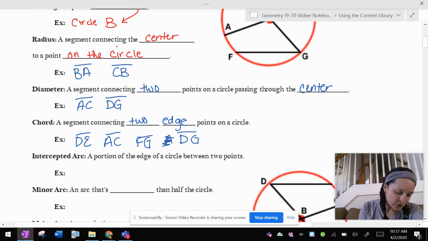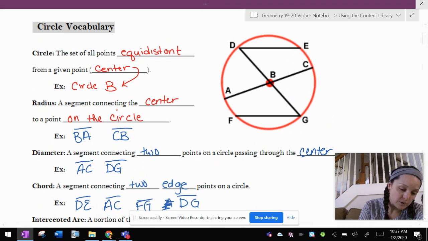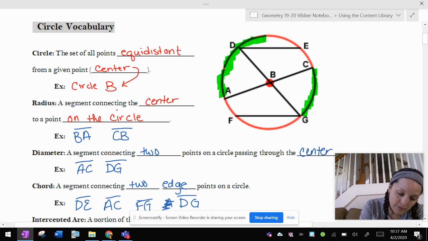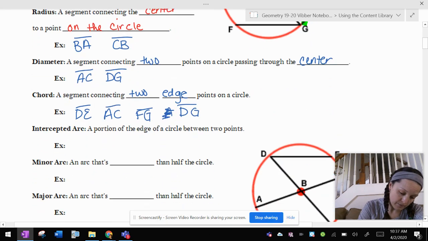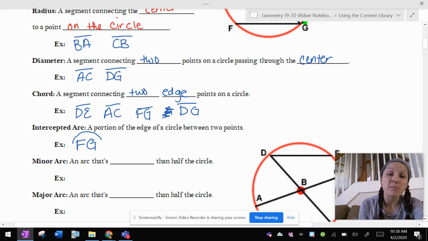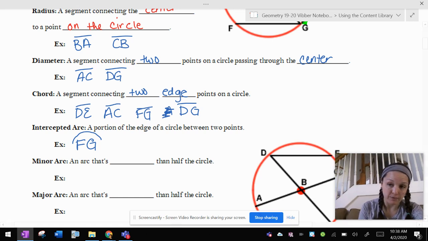Another new phrase, intercepted arc. An intercepted arc is a portion of the edge of a circle between 2 points. So CG would be an intercepted arc. AE would be an intercepted arc. It's just a piece of the circle, okay? When we want to name an intercepted arc, we have to do it carefully. Let's say I wanted to do FG. I would write FG, but I would put an arc over the top to show that I meant an arc and not the segment FG, okay?